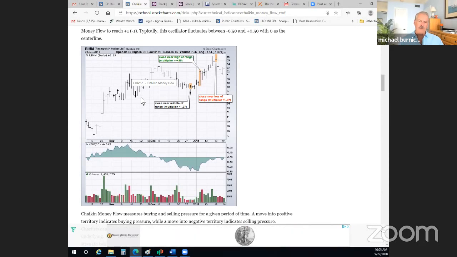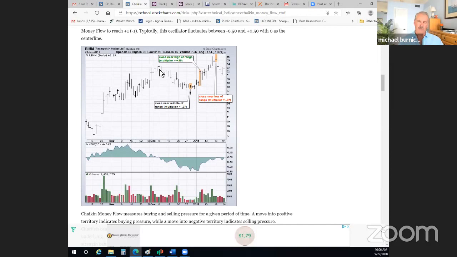Now, Research in Motion turned around and made another new high at the end of November, early December. But look what happened to money flow, still falling. In fact, it turned negative in early December. So that's a negative divergence, warning you that you better have a tight stop on this particular stock.